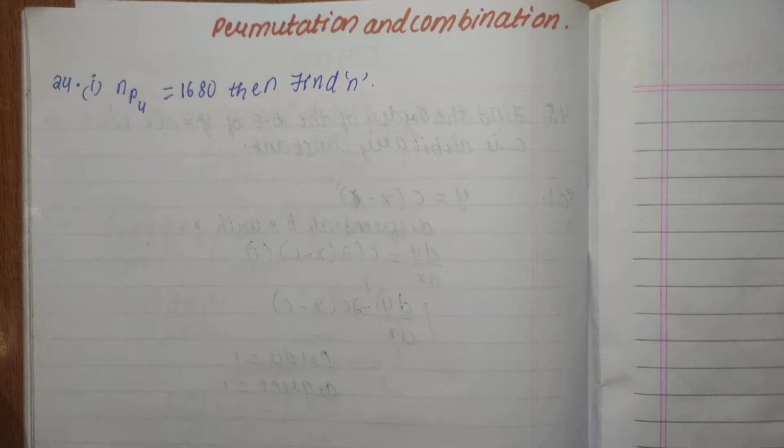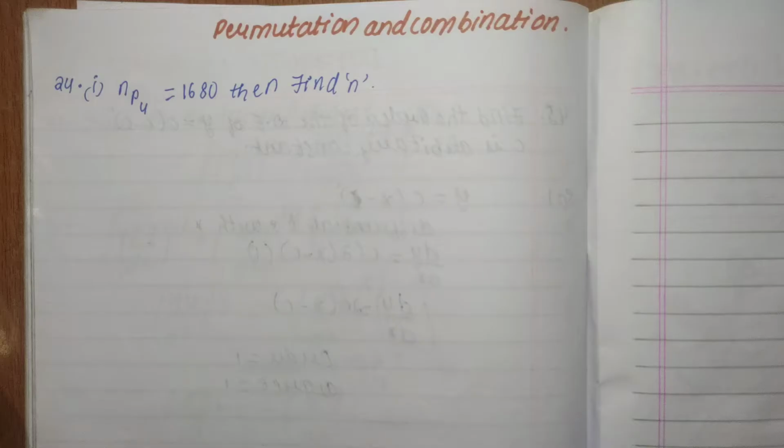Now in this video, let's complete permutation and combination. The first sum is given as nP4 is equal to 1680. Then find the value of n.